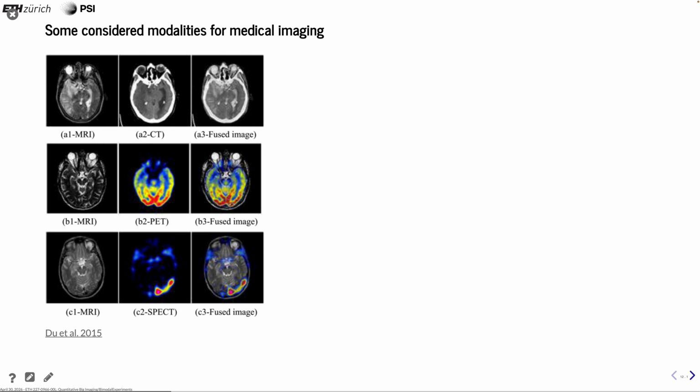For medical imaging, we can also in principle combine different modalities. We have MRI, we have CT, we also have PET and SPECT combined with MRI, and often one modality is able to capture sharp features with high resolution, while others may provide some functional information like blood flow and activity in the brain in this case. That can also help to identify different diseases in the patient.